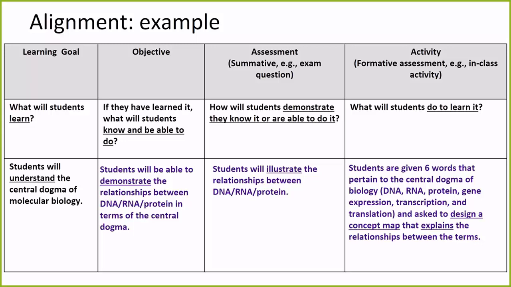And all the words that are underlined here in the goal, the objective, and the assessment are from Bloom's taxonomy toolkits. Understanding is that base level goal. So we looked at verbs that fit into that and used those to build from there to ensure that we're also staying at the same level. Because you don't want an activity that's way up here for an objective that's down here, or vice versa, right?